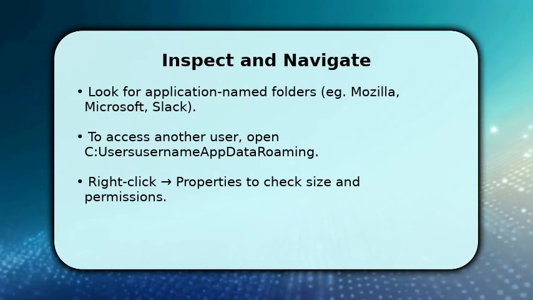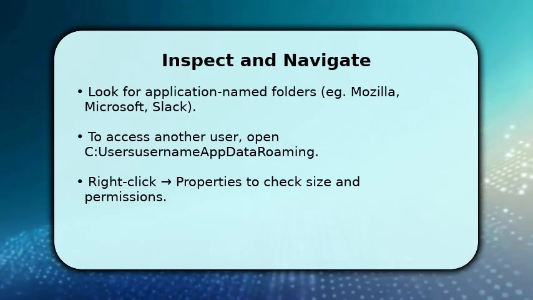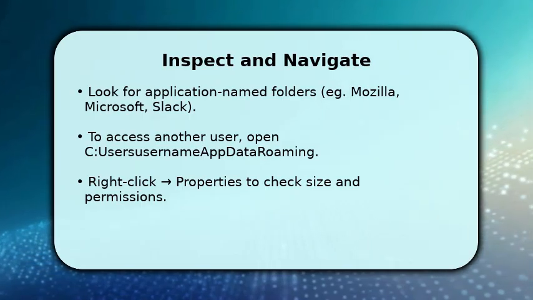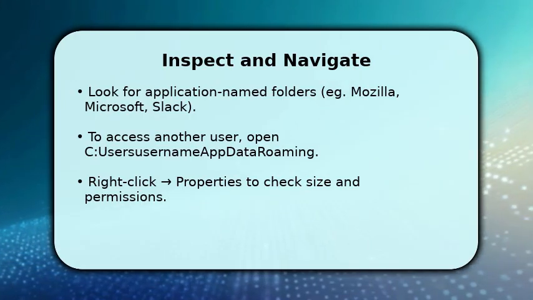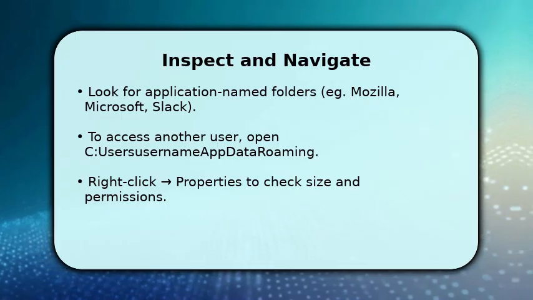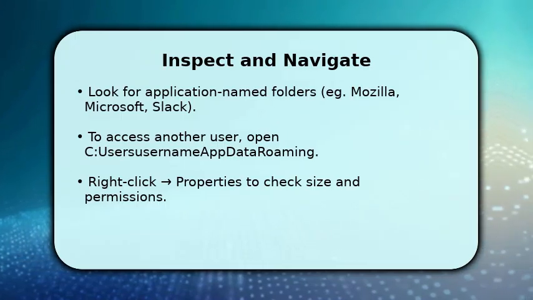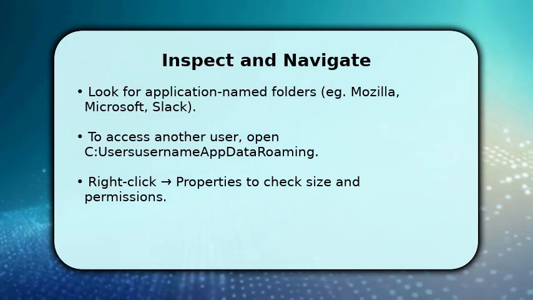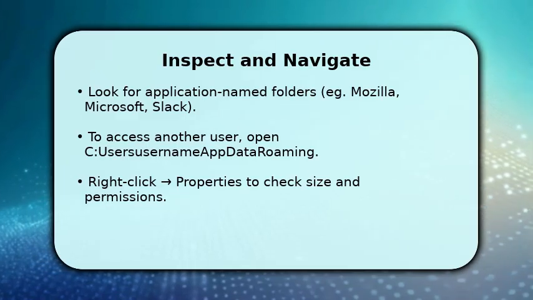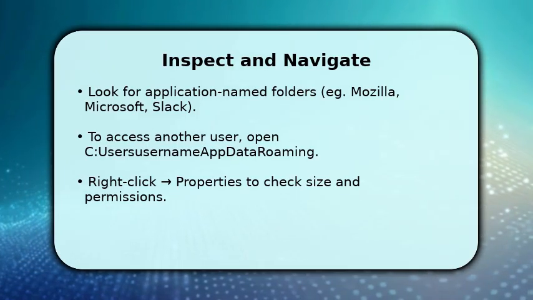Once inside roaming, you'll see folders named for apps and services. These hold settings, cache, and profiles. You can navigate to another account's roaming by replacing the user segment in the path bar with their username, C:\users\username\appdata\roaming. Make sure you have permission.